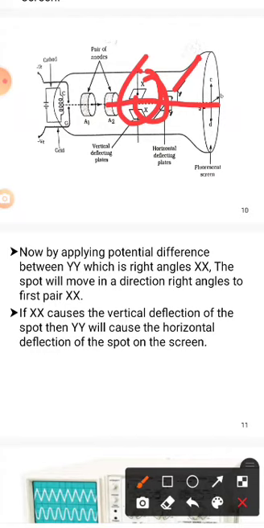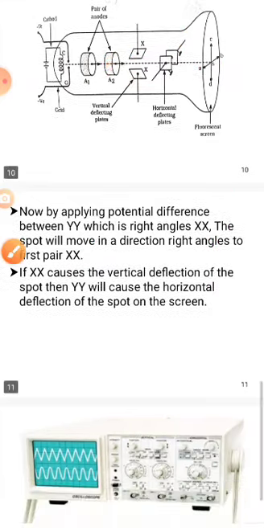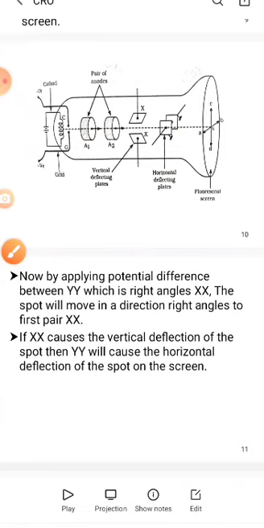If the x-axis causes the vertical deflection of the spot, then the y will cause the horizontal deflection of the spot on the screen. Okay, so these are the construction and working of this CRO.